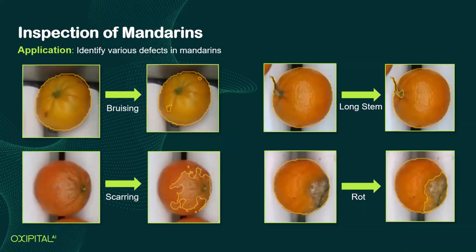When inspecting mandarins, we can see size and shape, as well as more egregious defects, such as if there's any bruising or scarring, which would potentially downgrade each one of these products. Determining a defect such as a long stem allows for sorting to a human intervention station to remove that stem and sell a higher grade product, ultimately resulting in higher value.